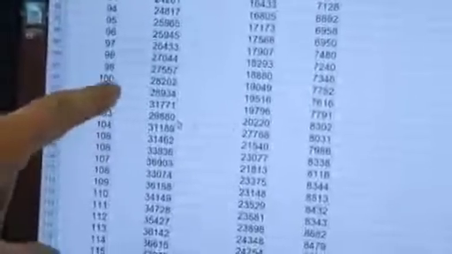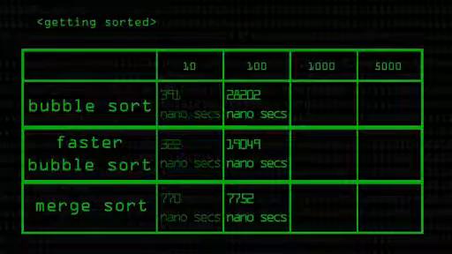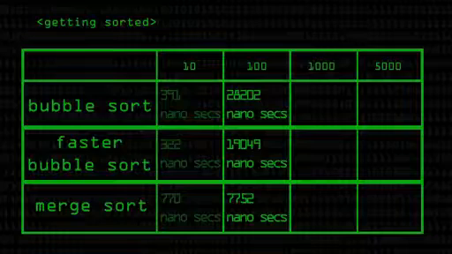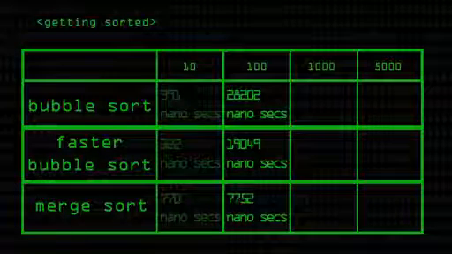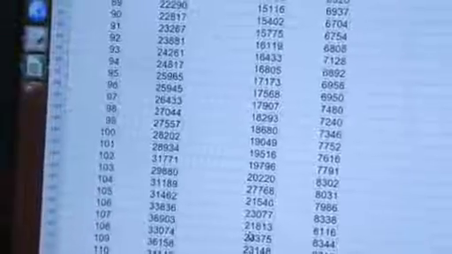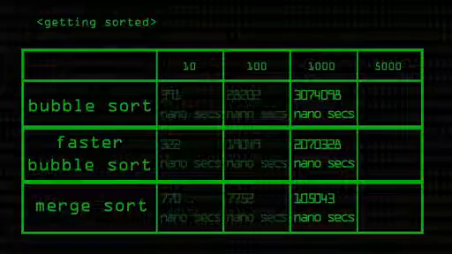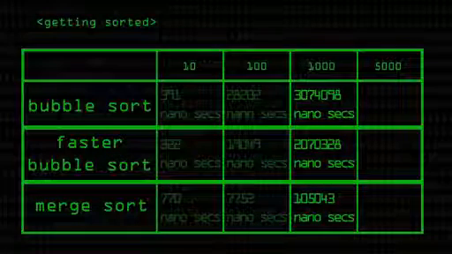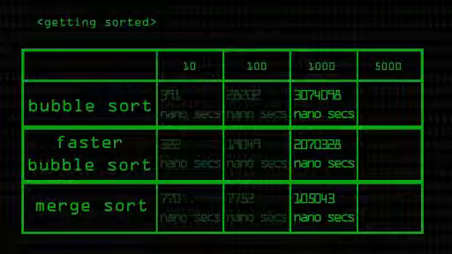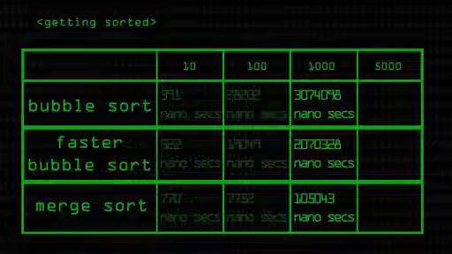It's a slightly more complicated sorting algorithm. However, as the input size gets bigger, if we get to 100 say, bubble sort took 28,000 nanoseconds. The better bubble sort took 19 microseconds, and merge sort took about 8 microseconds. So you can see there that the merge sort's already starting to take over, even by 100. So let's see what it's like at 1,000. Bubble sort is taking 3 milliseconds to sort a list of 1,000 things. The better bubble sort is taking 2 milliseconds, and merge sort is taking 0.1 of a millisecond to sort the list.